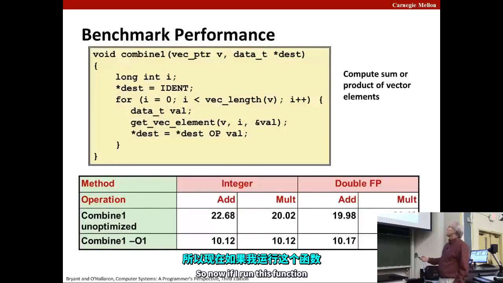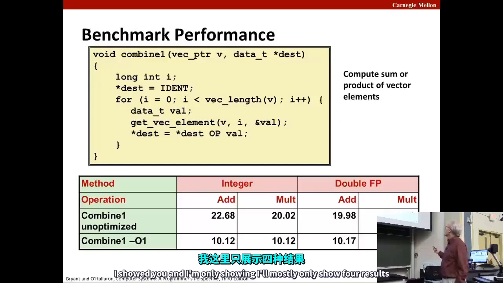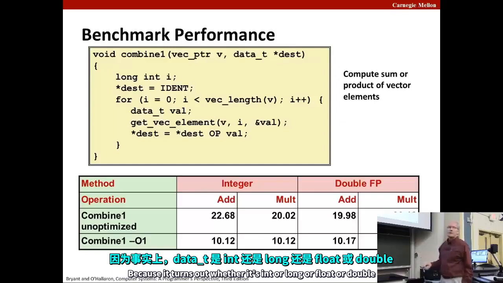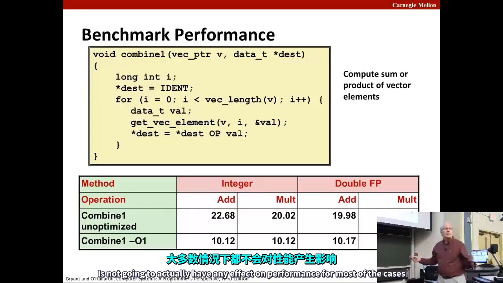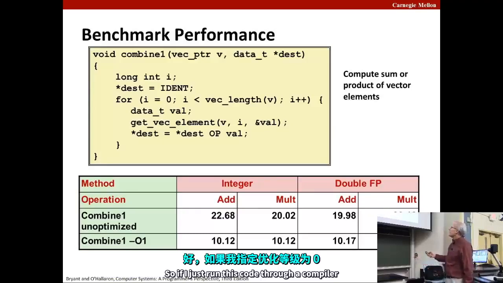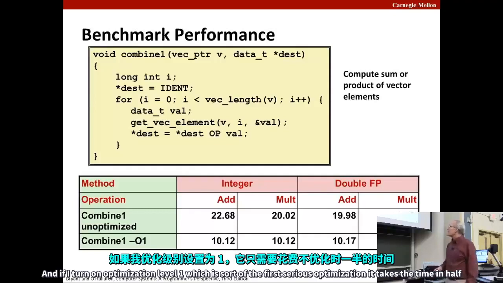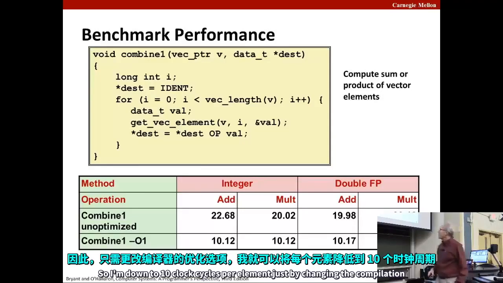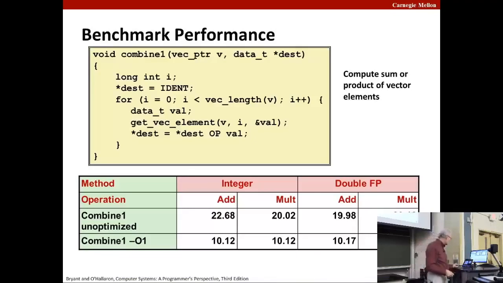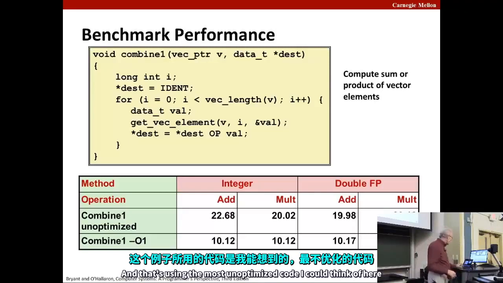So now if I run this function I showed you, and I'm mostly only showing 4 results, because it turns out whether it's int or long or float or double is not going to actually have any effect on performance for most of the cases. So if I just run this code through a compiler and don't do any optimizations, it takes around 20 cycles per element. And if I turn on optimization level 1, which is sort of the first serious optimization, it takes the time in half. So I'm down to 10 clock cycles per element just by changing the compilation. And that's using the most unoptimized code I could think of here.